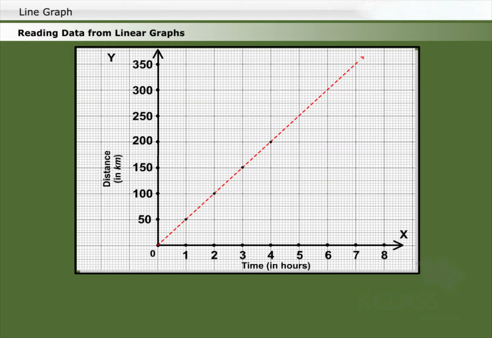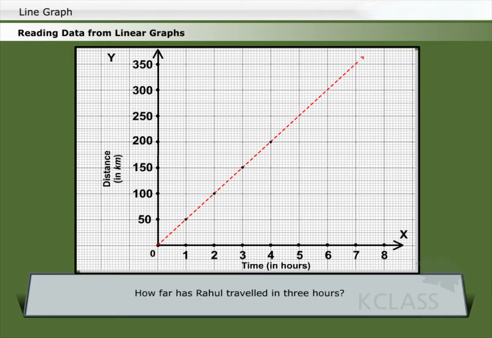This line graph shows the distance travelled by Rahul, who was driving at a speed of 50 kilometers per hour. Let's see if we can answer some questions by just looking at this graph. How far has Rahul travelled in 3 hours? The point that matches with 3 on the horizontal axis also matches with 150 on the vertical axis. So, from the graph, we can see that Rahul has travelled 150 kilometers in 3 hours.